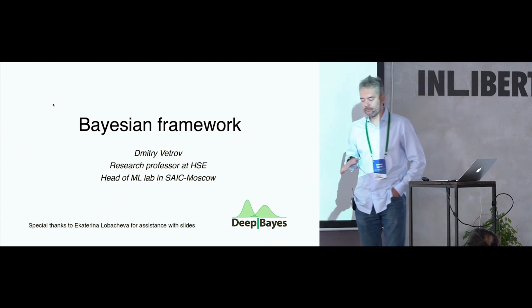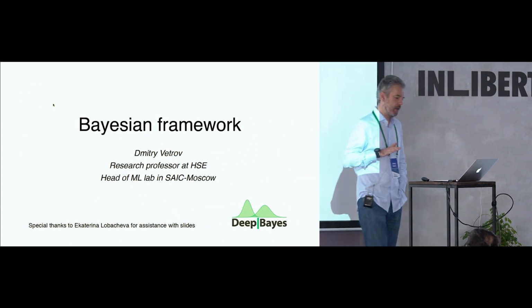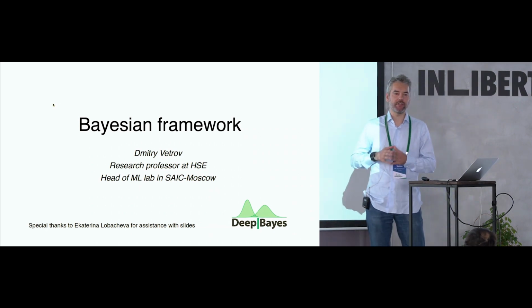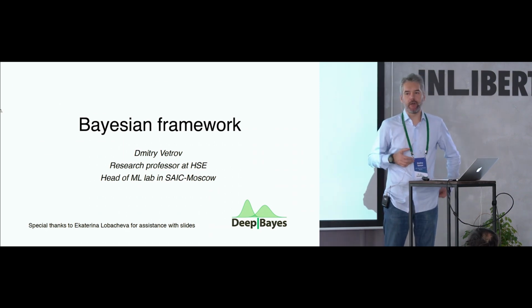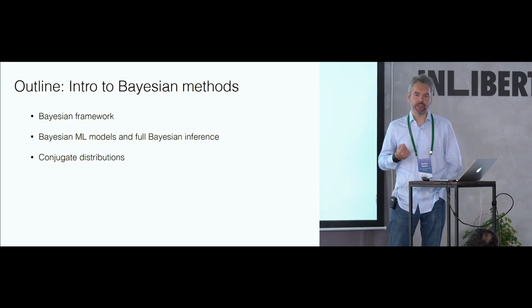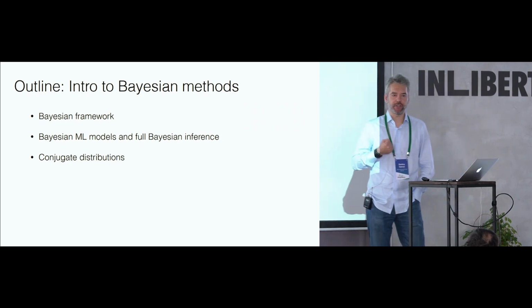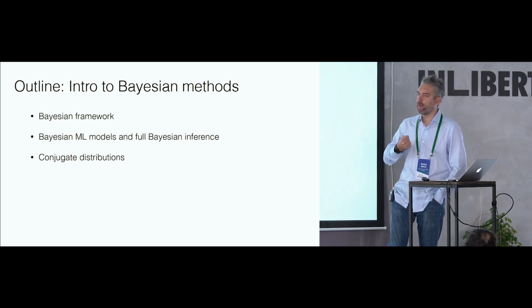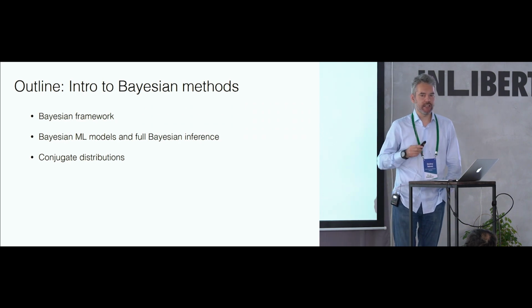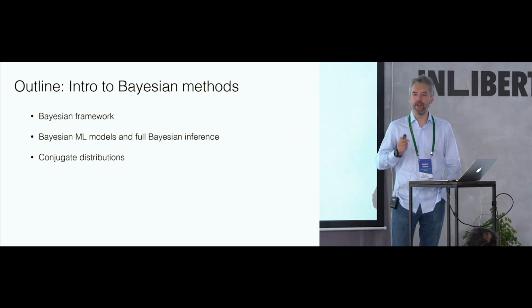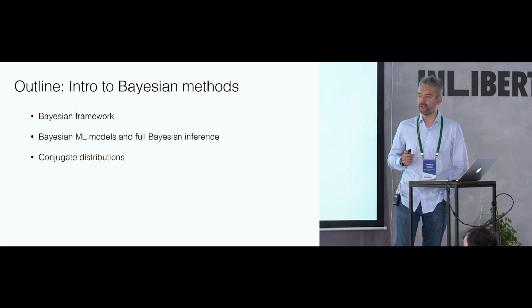What I'm going to talk about during the next hour is what the Bayesian framework is and what its key differences are from the classical approach, the classical framework to probability theory, known also as the frequentist approach. Then we'll discuss how we can build Bayesian machine learning models and what their specifics are. What is full Bayesian inference, and we end the first lecture with a consideration of conjugate distributions. This is the very important particular case when full Bayesian inference can be done extremely efficiently in closed form.